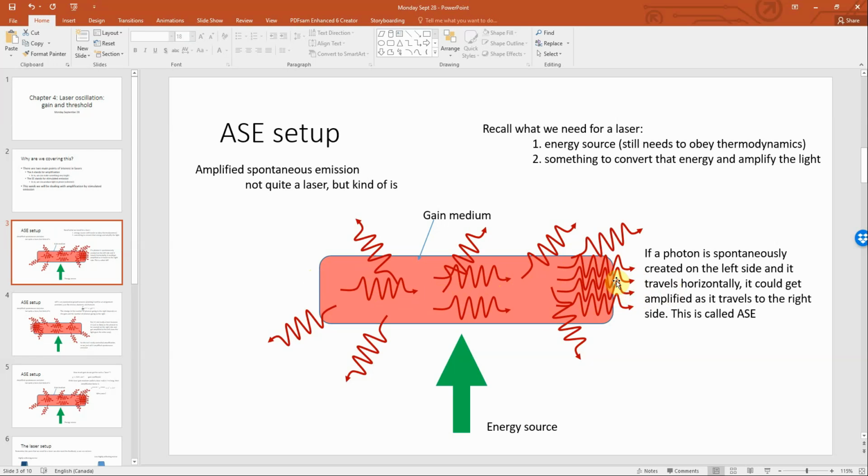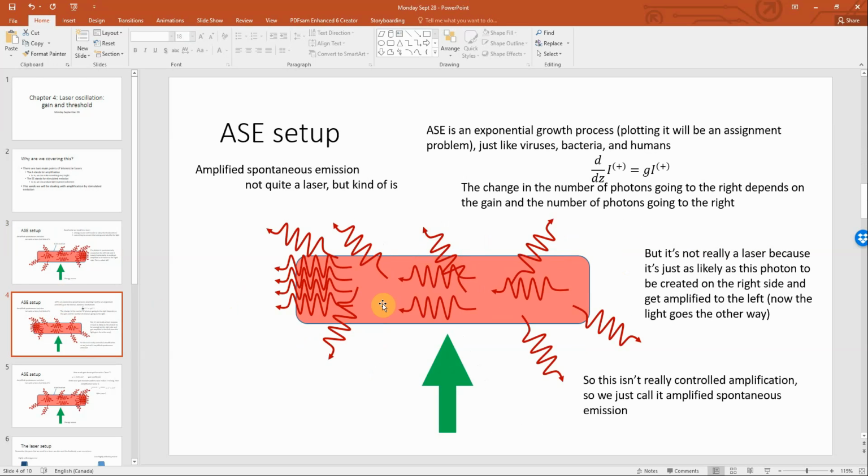So this light is coherent, and it's coherent with this photon that we started off with, okay? So that's why I say it's kind of like a laser, because we get this amplification. It's amplification by stimulated emission. But the thing that's missing is we don't have all the parts of a laser yet. And because we don't have all the parts of the laser yet, this photon could have also come from the right, and it could be going to the left.